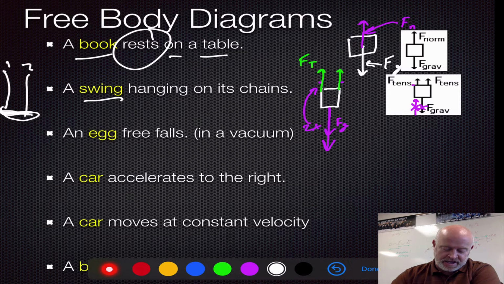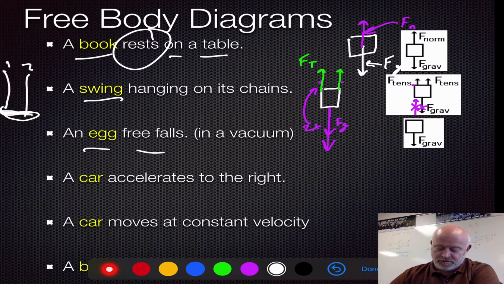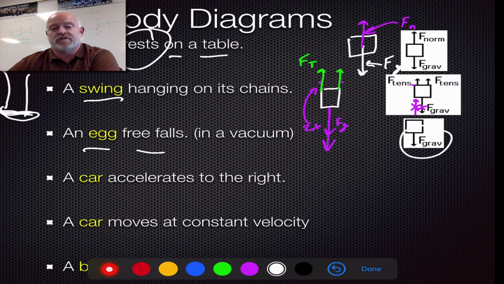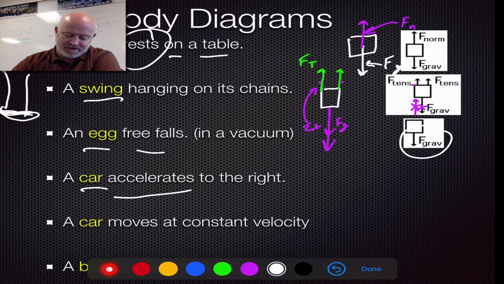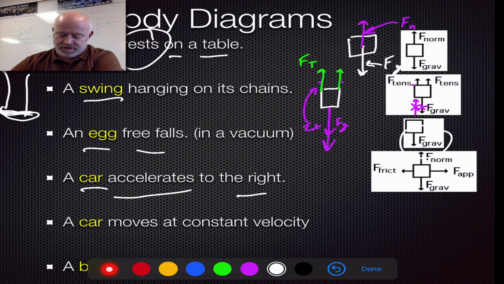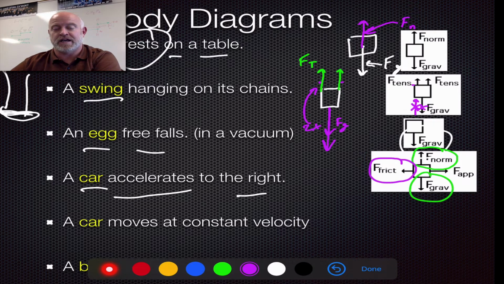So we now have an egg in free fall, okay? So with an egg in free fall, the only thing we have is force of gravity. It's in free fall, all right? And then we have a car accelerating to the right, all right? So in that case, let's take a look at everything that we got here. So we have gravity, which never goes away, the normal force, which is counteracting it, okay?